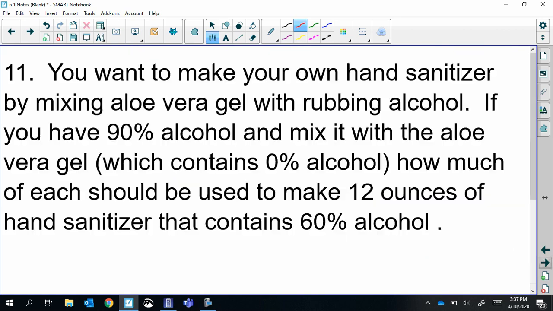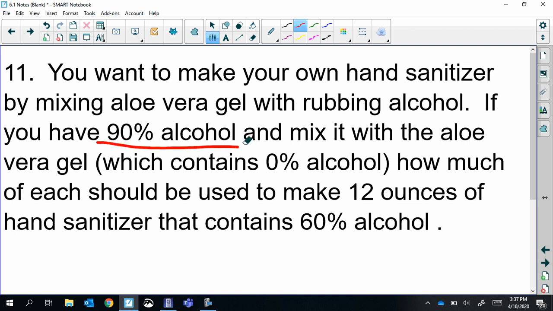Alright, last one is a special problem I made just for right now, because this is actually going on with all this COVID-19 coronavirus stuff. Some people are actually making their own hand sanitizer, mixing aloe and alcohol. So this is just confirming the math that if you quickly Googled how to make your own hand sanitizer, it tells you what to do. This just confirms it.